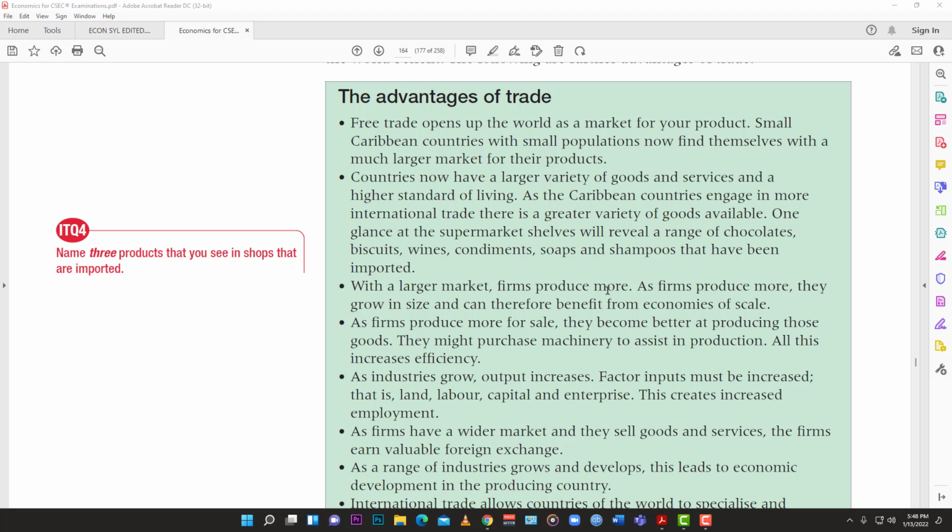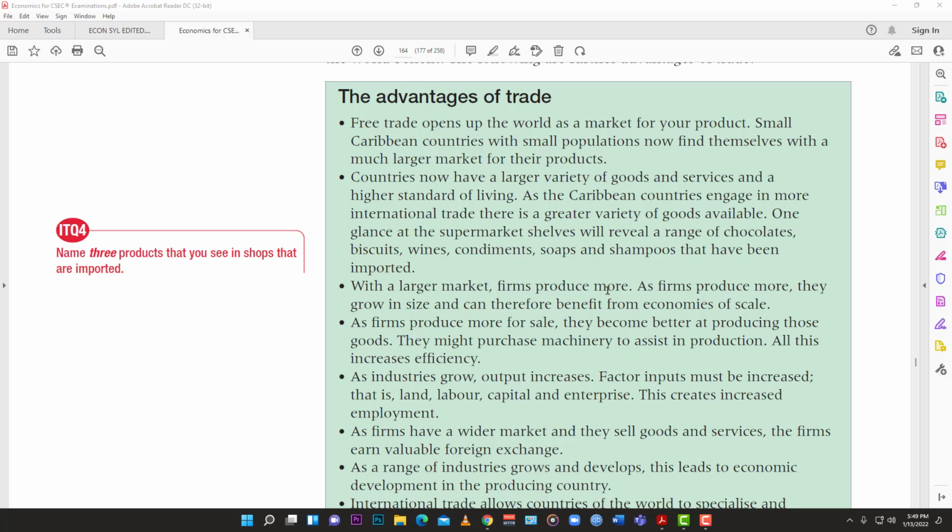So, yes, it gives a larger variety of goods and services. Look at Netflix. There's no Netflix in the Caribbean. We have access to the international one now. So we have access to that kind of service because we are open for business as an economy. So you have access to different services, Netflix, HBO Plus, Hulu, Apple Music, whatever. So those are some advantages of trade right there.